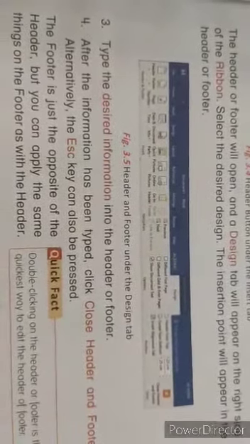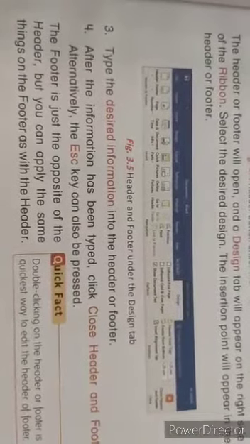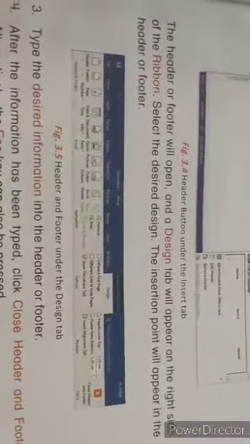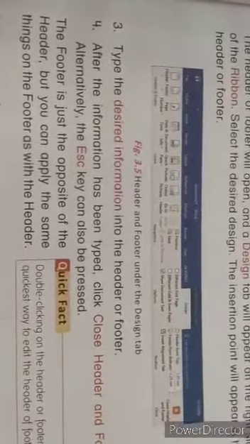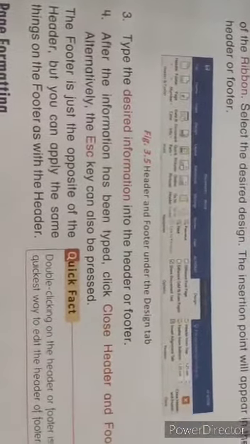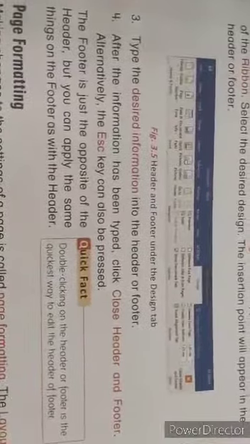The third step is to type the desired information in the header and footer. Now whatever you want, that should be typed here. It will appear in the header and the footer. After the information has been typed, click Close Header and Footer. Now what you have to do is click on the Close Header and Footer option.